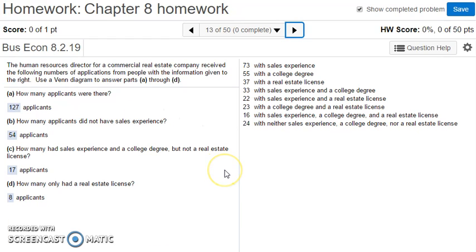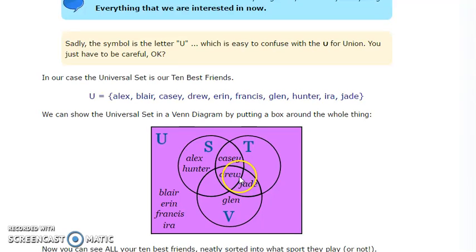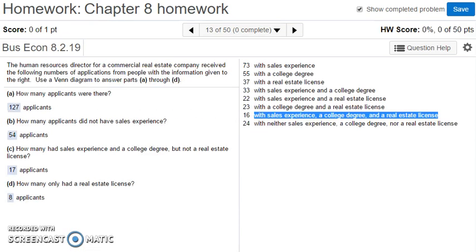So a problem like this, what you want to do is set it up, and there's three pieces. A Human Resource Director for a Commercial Real Estate Company received the following numbers of applications from people with information given to the right. So we have sales experience, college degree, and real estate. This is going to be a Venn diagram with 3 circles. What you need to do is start in the very middle. So 16 have sales experience, college degree, and real estate. When you put your Venn diagram together, inside the center circle is going to be 16. That's going to be your 16 in the middle there. Then you'll be able to work your way out from there.